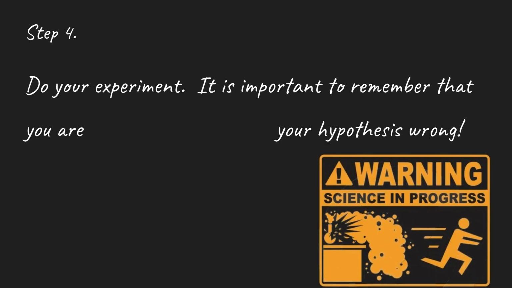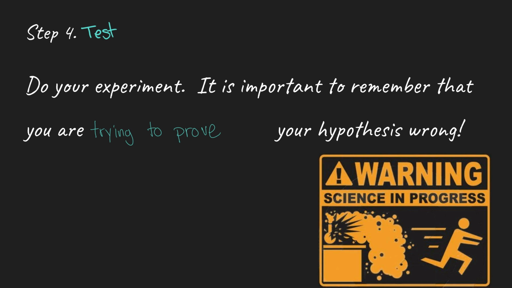In the scientific method, step 4 is where the real fun begins, because with step 4, we get to test our experiment. So you actually get to test your experiment here. So in this step, it's important to remember that you are trying to prove your hypothesis wrong. Trying to prove your hypothesis wrong. And let me explain why this is so important.